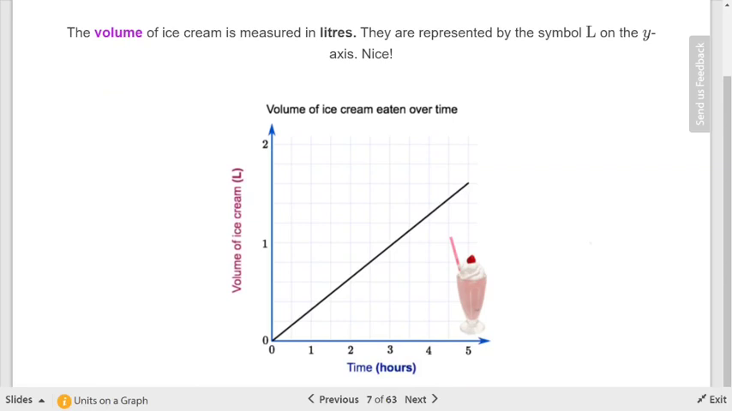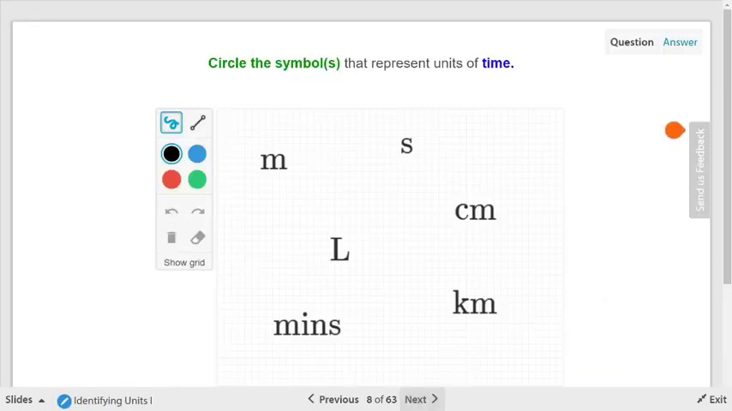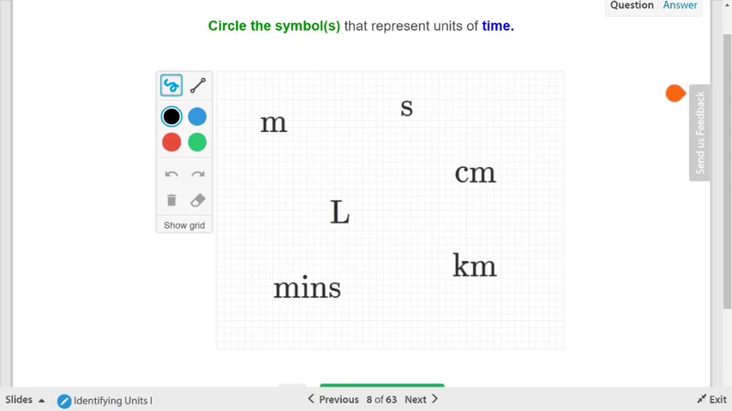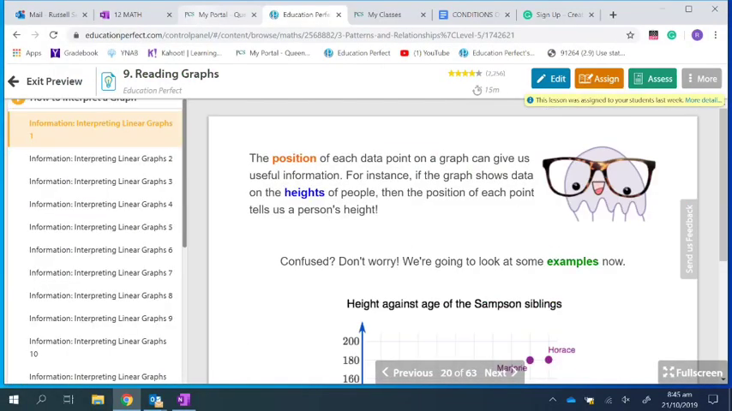And notice also that the volume of ice cream is measured in liters, and it has a symbol, they use the symbol L. Nice. Okay? All right, so that's going into your exercises. I'm not doing those for you. You're going to do those for you.